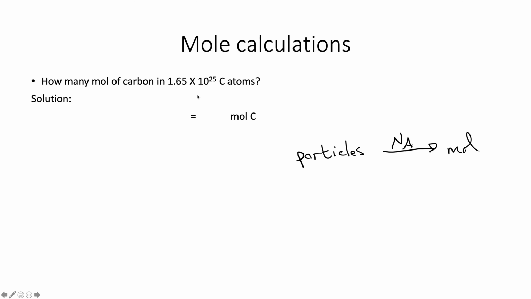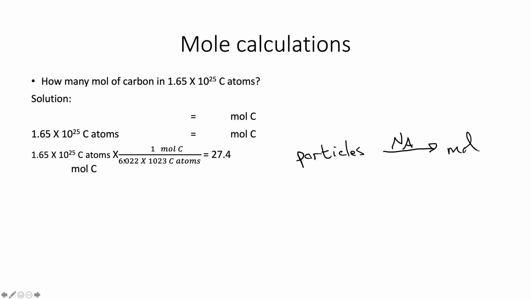In this case, we only have one number, so we're going to go from carbon atoms to moles of carbon. We need the relationship between them, and the relationship between atoms and moles is Avogadro's number. We want atoms to cancel. So we have 1.65 times 10 to the 25th carbon atoms times 1 mole of carbon per Avogadro's number, and that gives moles of carbon. I'll clean up the slide when you look at the slides, but the video is going to look like this. What this problem shows you is you can go from particles to moles using Avogadro's number, and from atoms to moles using Avogadro's number.